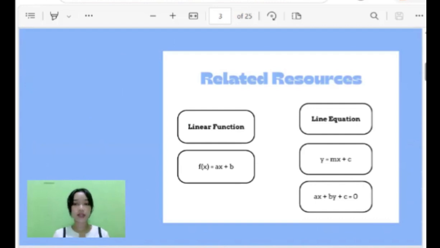Before learning SPLDV, students have already to know linear function and line equation. Why are these topics important? Because SPLDV is still related to linear relationship between variables. So actually, today's lesson is a continuation of what students have learned before.